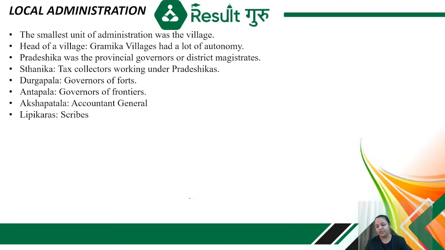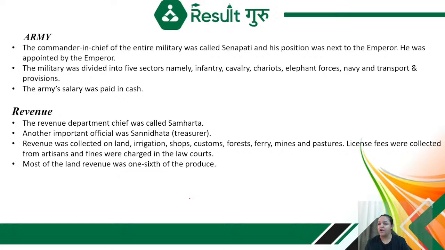Okay, let's move ahead. Let's talk about the army. Who was the commander-in-chief of the entire military? The commander-in-chief of the entire military was known as the Senapati, and his position was next to the emperor. So just next to the emperor, the most important person would be the Senapati. He was appointed directly by the emperor. The army was divided into five sectors. We have infantry, cavalry, chariot, elephant forces, navy, transport and provisions.